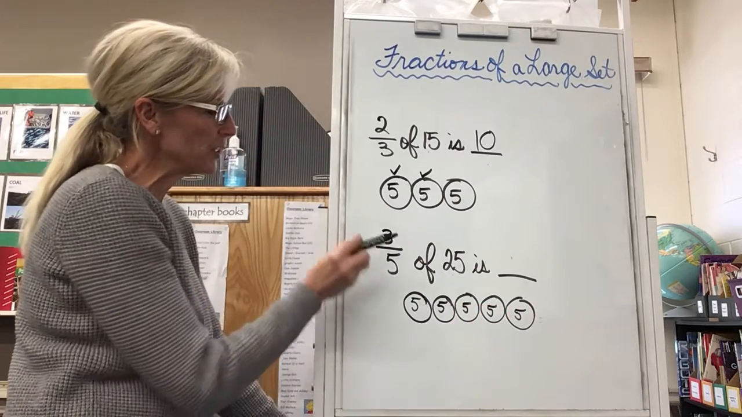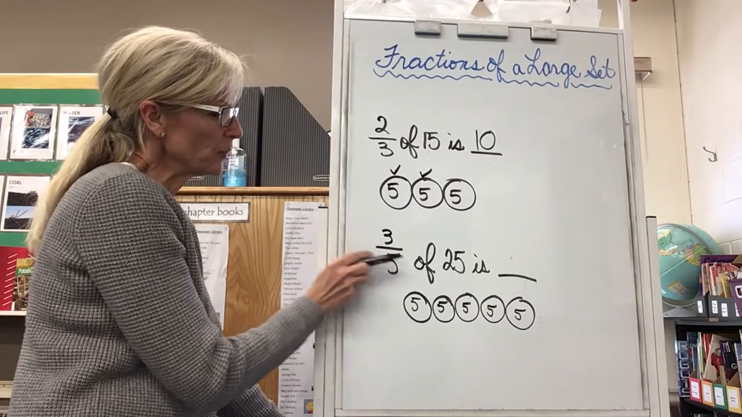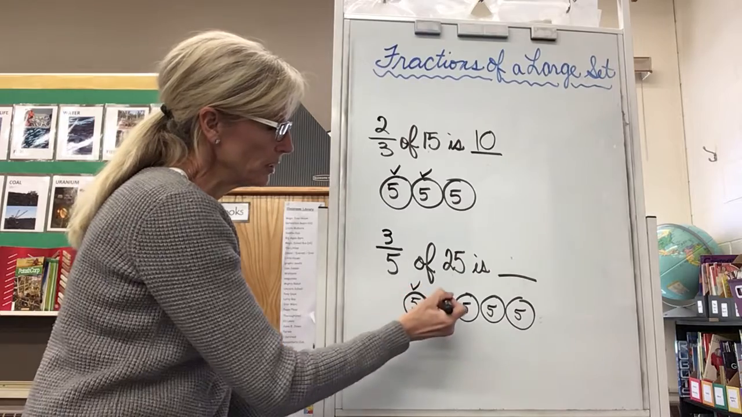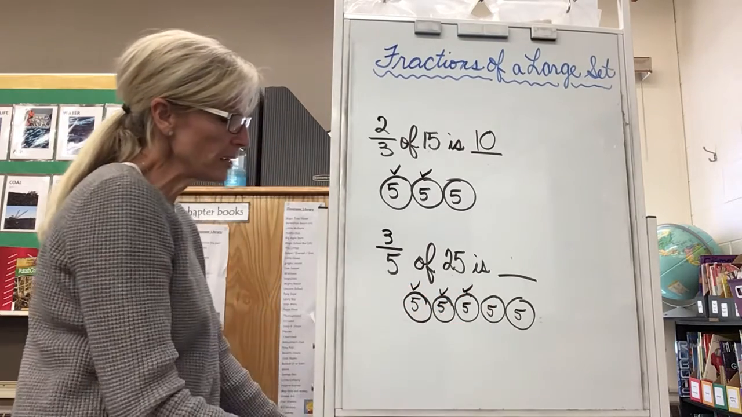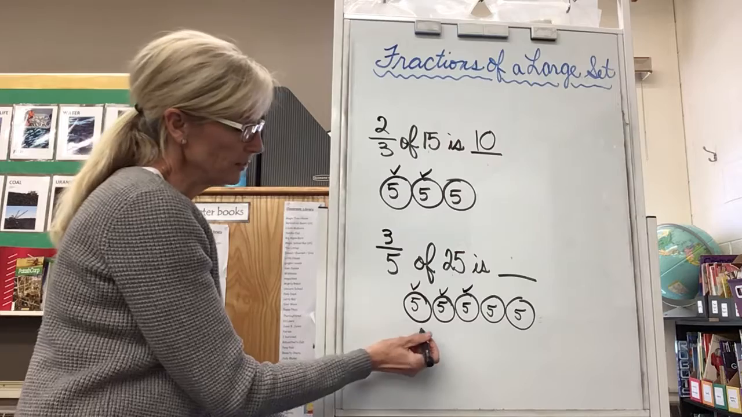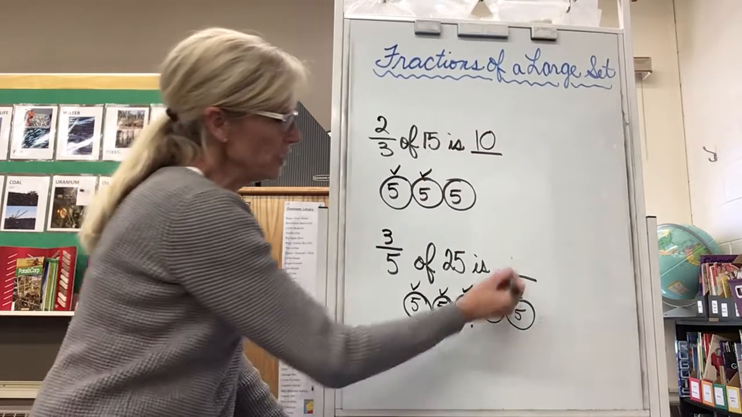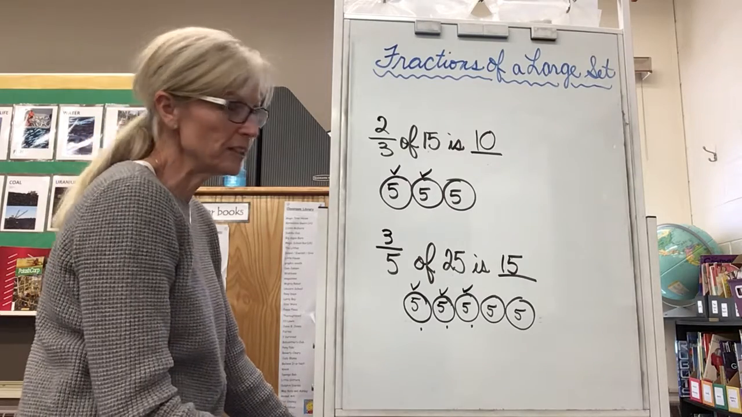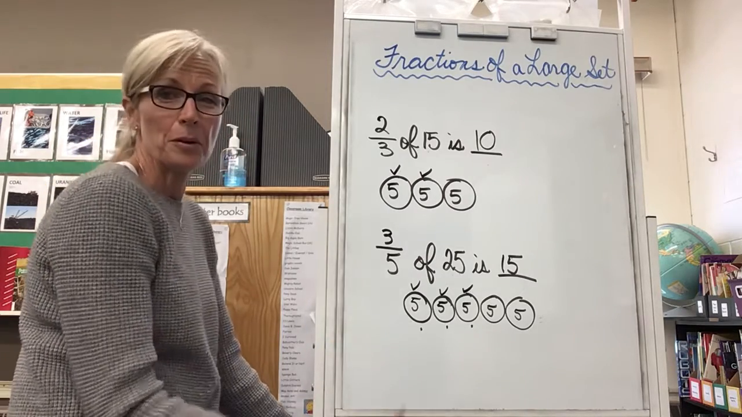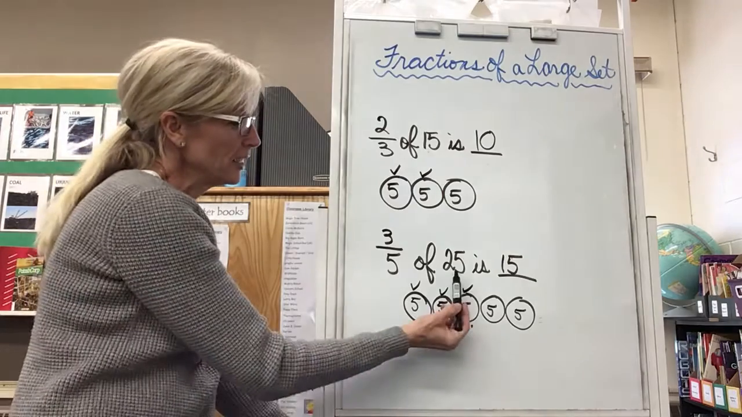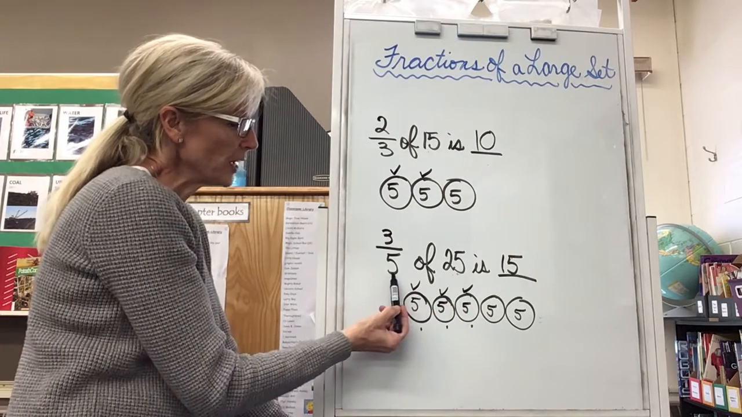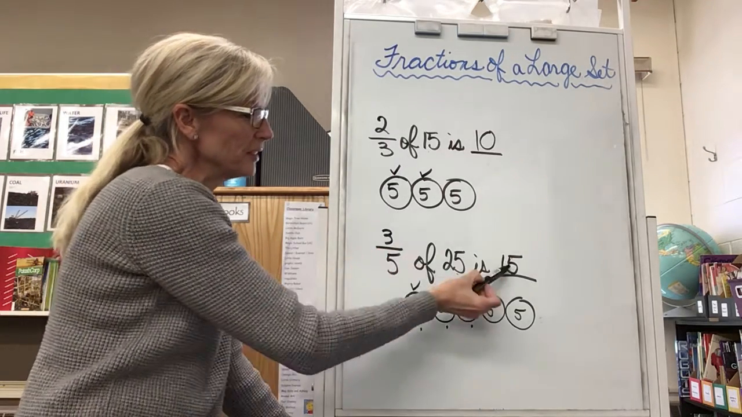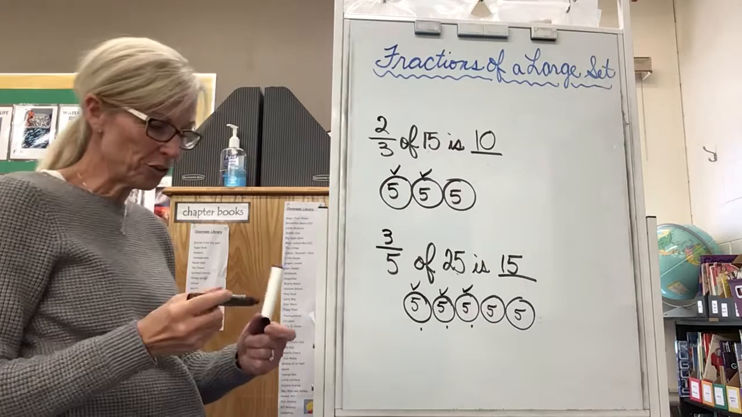Good. Now we need to know how much is 3/5 of 25. 3 out of the 5 parts. 1, 2, 3 out of the 5 parts. How much is that? 5, 10, 15. 3/5 of 25 is 15. So if you can think of a bit of a shortcut to this, 25 divided by 5 is 5, times the 3 is 15. Numbers work in patterns, remember that?